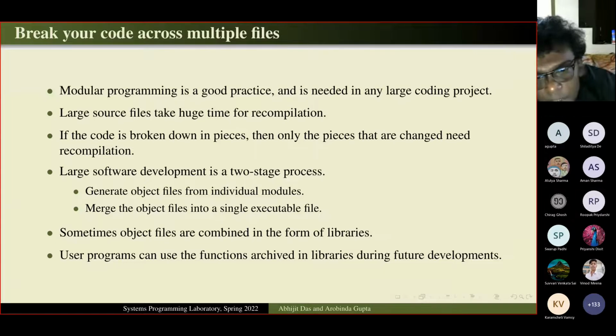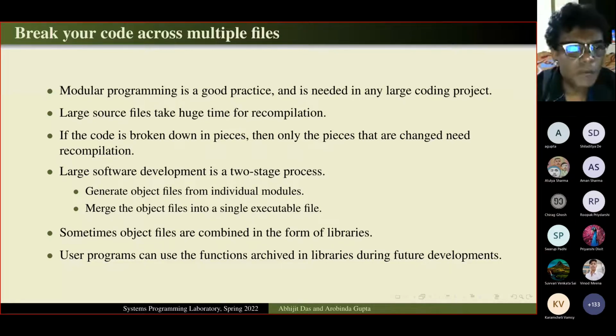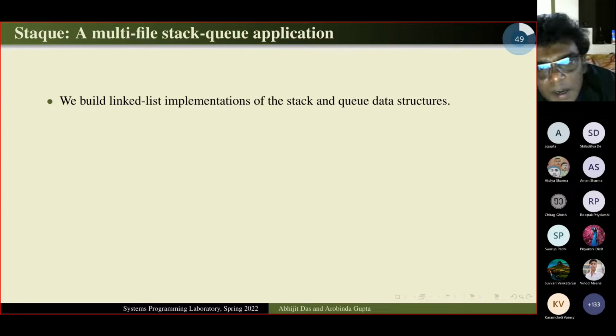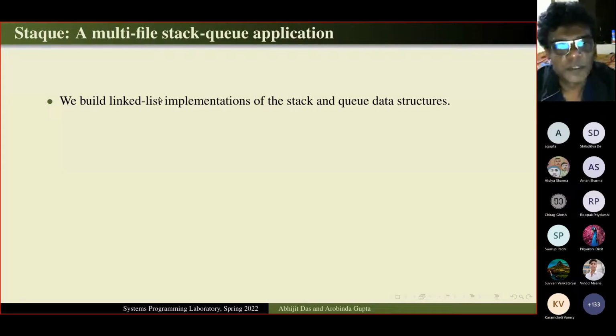User programs can use the functions archived in these libraries during future developments. This motivation is already comprehensively given by AG, so I'm just mentioning it. Let us look at an example. I will write a multi-file application that can handle stacks and queues. I can add many other things, but as a demonstration, I will write a linked list based implementation of stacks and queues.